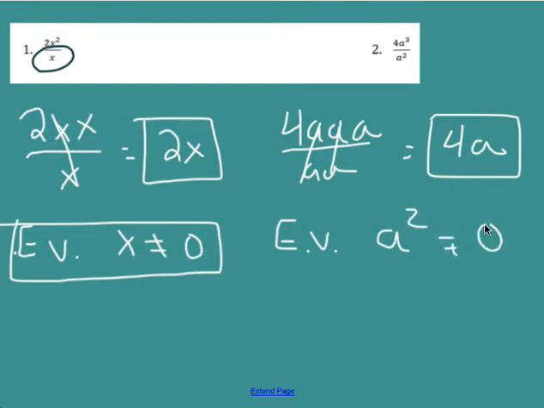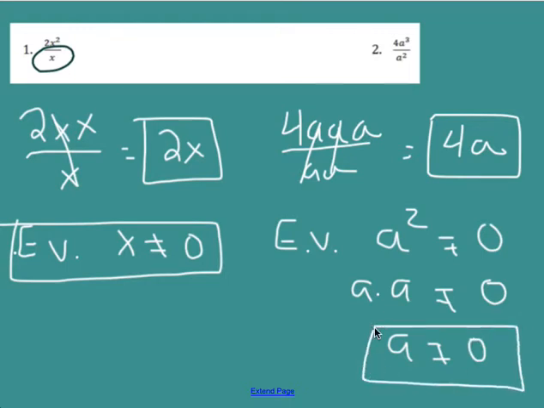Well, right now that doesn't exactly tell me what cannot be equal to 0. So think about it this way, okay? a squared is the same as a times a, and that cannot be equal to 0. Well, the only way that a times a is going to be 0 is if a is equal to 0. So if you ever have a letter raised to an exponent, then that letter cannot be equal to 0 for your excluded value.